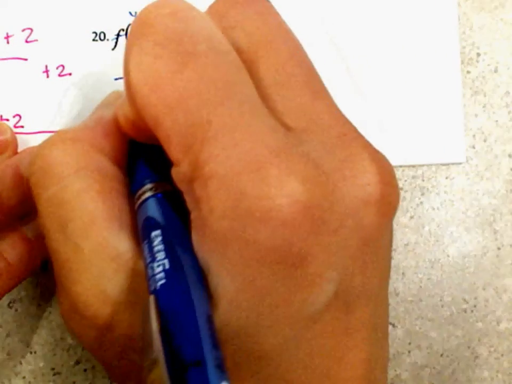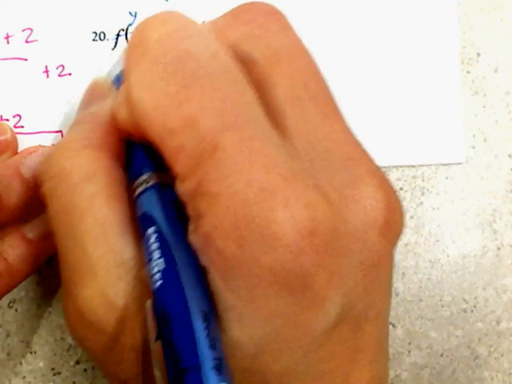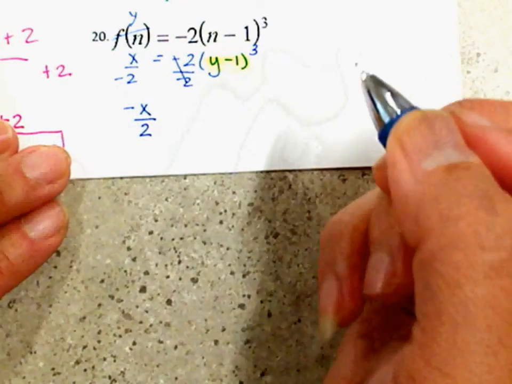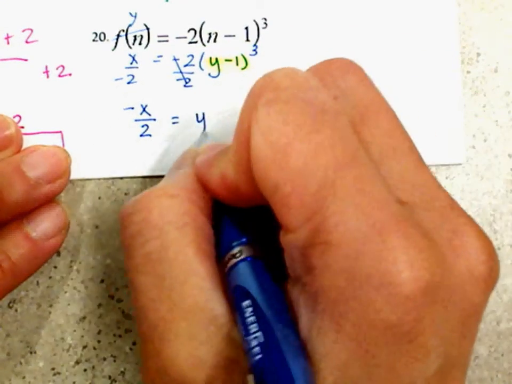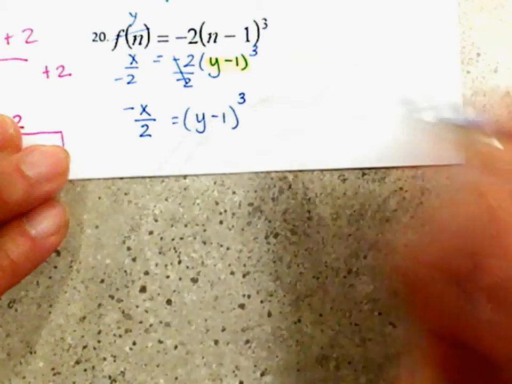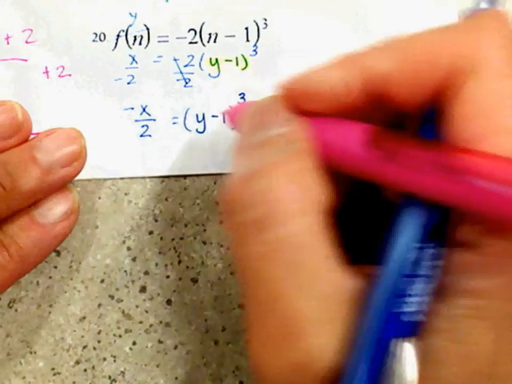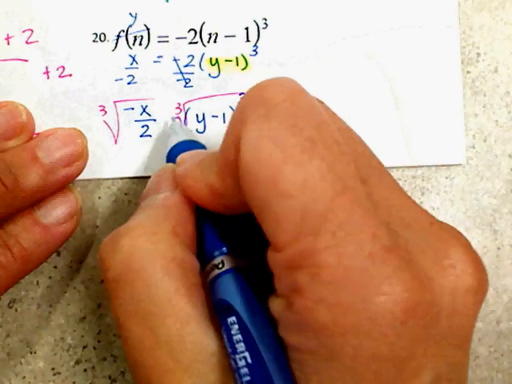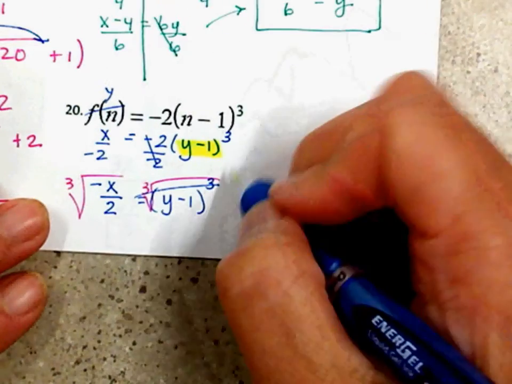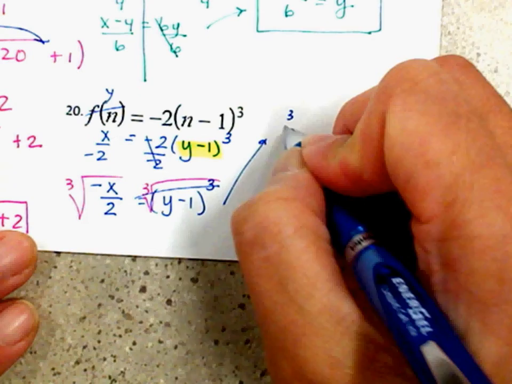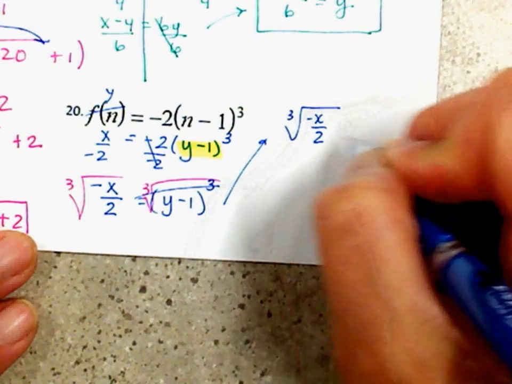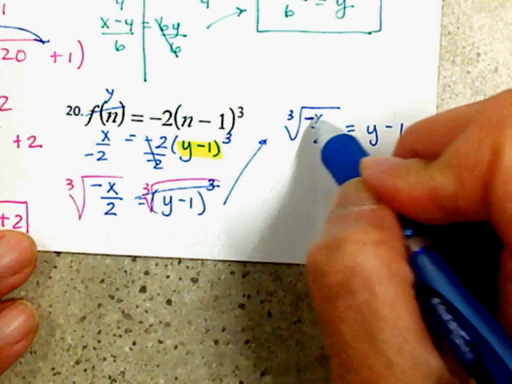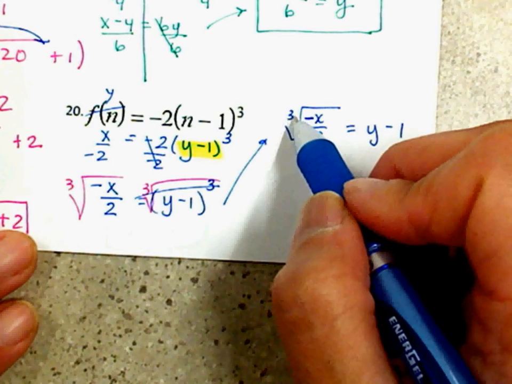Now that negative can go with either one. I'm going to put negative x divided by 2 because I like my negatives to be on the top, equals y minus 1 cubed. Okay? Opposite of a cube is a cube root. See how that cancels? All right, let's continue on. So a cube root of negative x divided by 2 equals y minus 1. And when it's a negative and it's a cube root, it will not be an i. It is only an i if it's a square root.